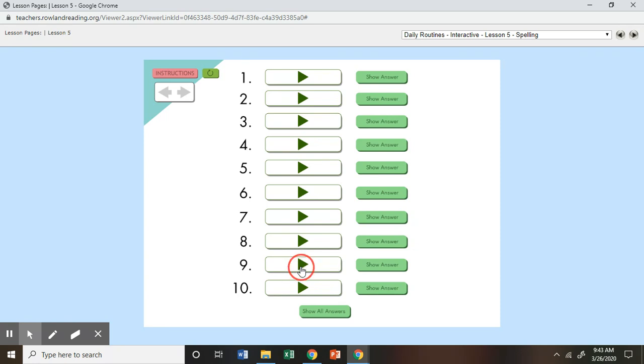Number 9. Fallen. Leaves had fallen on the ground. Fallen. And number 10. Taller. She is taller than I am. Taller.